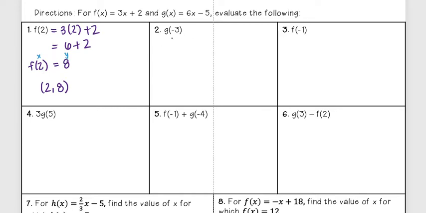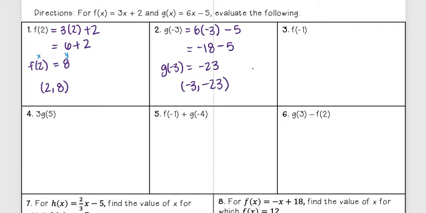Okay, let's try the next one. So now I have g of negative 3. Now I'm going to my g function, and everywhere I see an x, I'm instead writing negative 3. So instead of 6x, I'm going to have 6 times negative 3 minus 5. Well, 6 times negative 3, I get negative 18, minus 5, which gives me negative 23. So again, that's the same thing as the point (negative 3, negative 23). Okay, go ahead and pause the video, and I want you to try number 3 on your own.